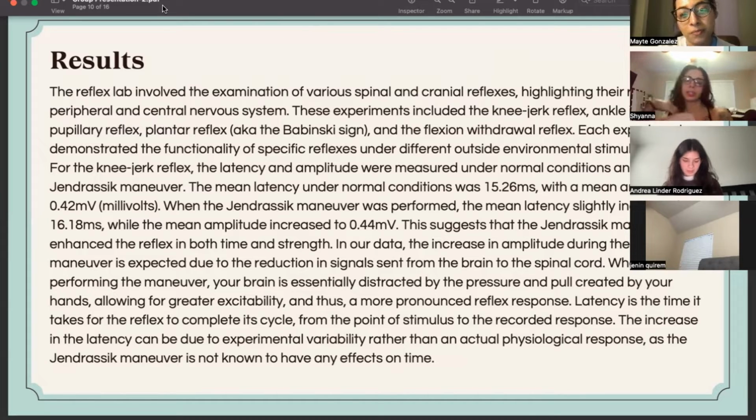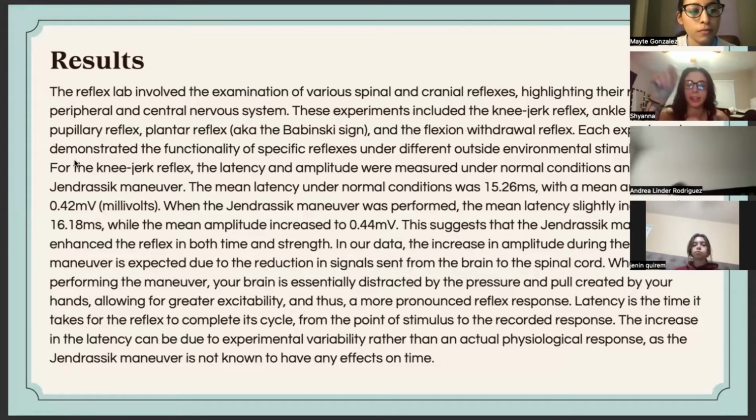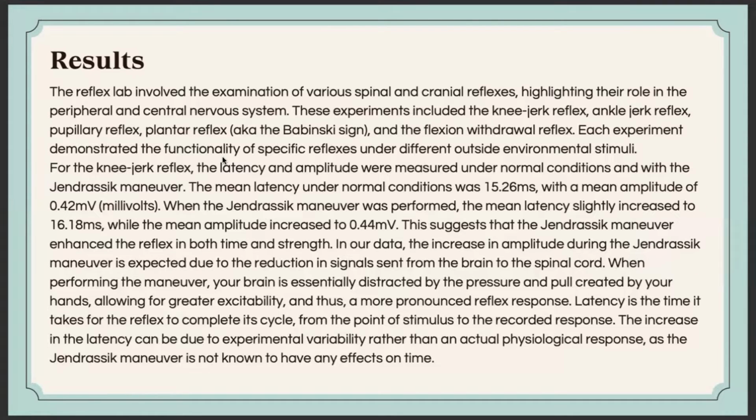So for the first one, for the knee jerk reflex, we measured both latency and amplitude. Latency is how fast the reflex happens, and amplitude is like the strength of the response. Under normal conditions, the latency was about 15.26 milliseconds with an amplitude of 0.42 millivolts. But when we used the Jendrassik maneuver, where you pull your hands apart to distract the brain, the latency increased to 16.18 milliseconds, and the amplitude went up slightly to 0.44 millivolts.